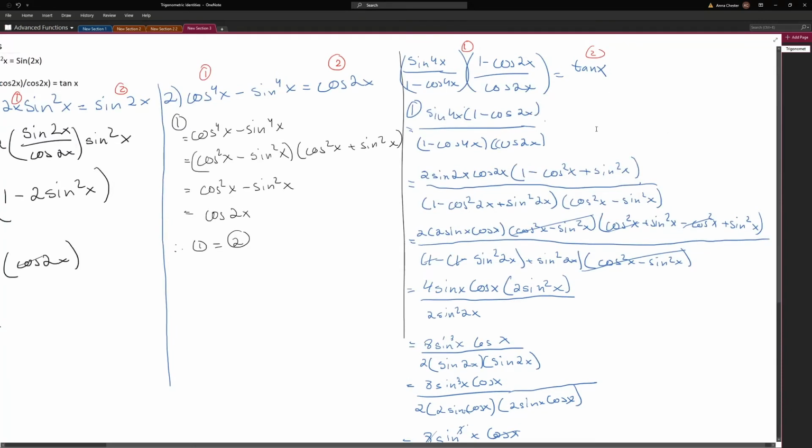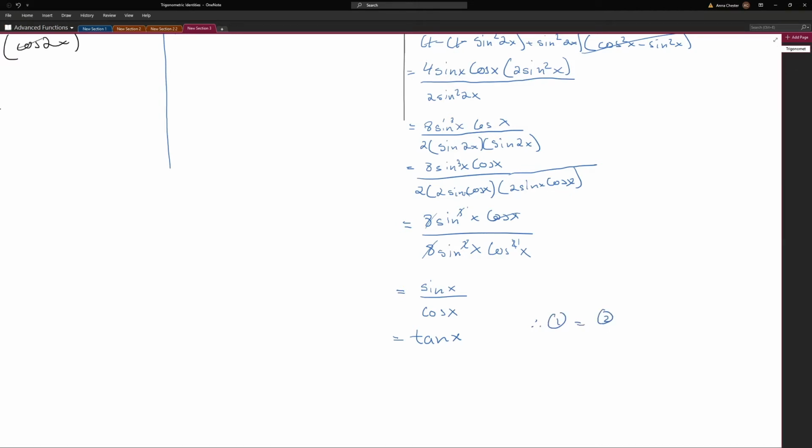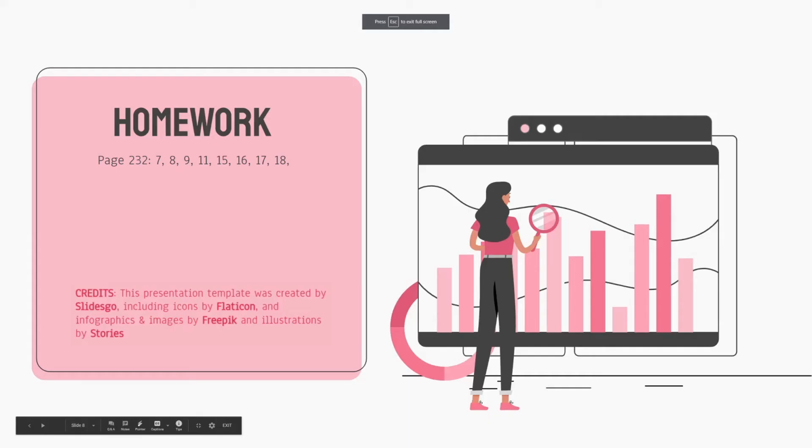That was our second side. Therefore, we have proven that side 1 is equal to side 2. With that out of the way, we have officially finished chapter 4.